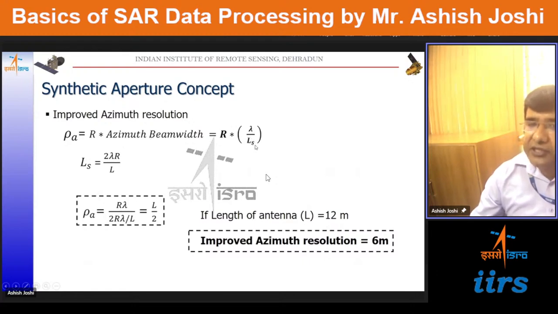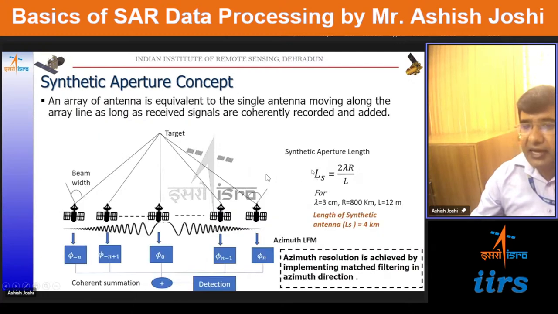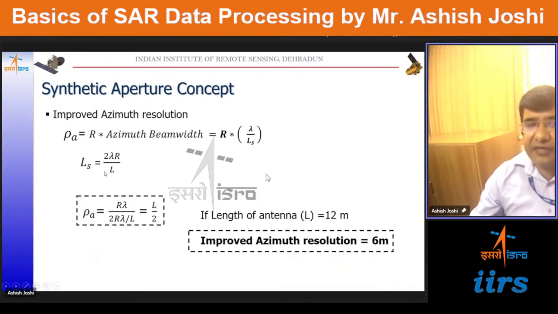Now this L we can substitute with L_S, the synthetic aperture length. If we substitute this L_S here, how much azimuth resolution are we getting? It is around L by 2. So for a normal case, we can get an azimuth resolution of L by 2. L by 2 means if the real aperture is 6 meter, then from the synthetic aperture we can get an azimuth resolution of 3 meter. And if it is a 12 meter length antenna, then the improved azimuth resolution is 6 meter.